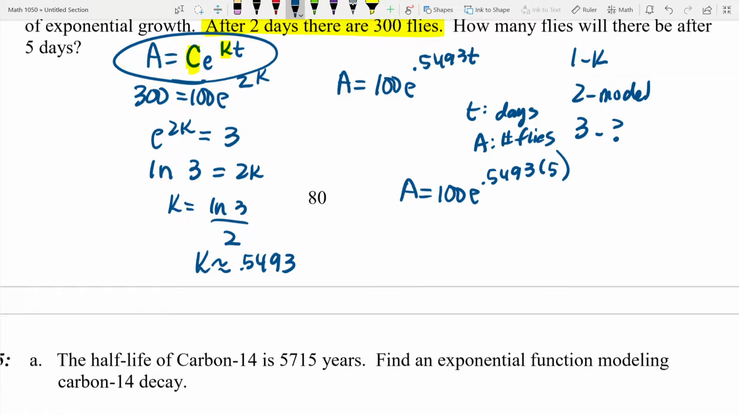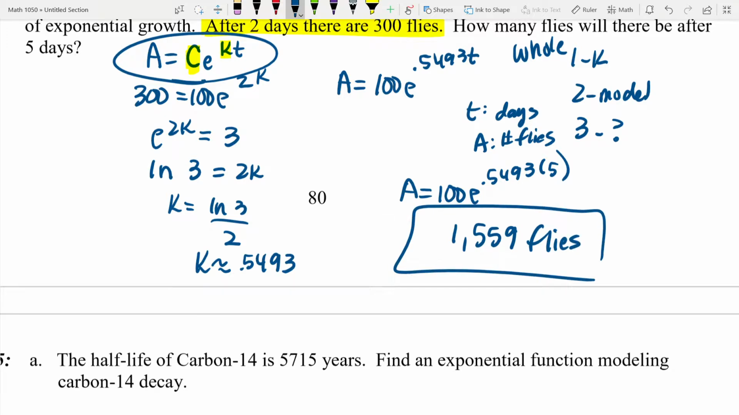Okay, so grab your calculator. Everybody go 100, second ln, 5, enter, close it, enter, and I get 1,559. We're going to round this to the nearest whole, 1,559 flies. Disgusting. We'll talk about it, but we just don't want to see them or anything like that. That's it. Who says I understood that? I feel good.